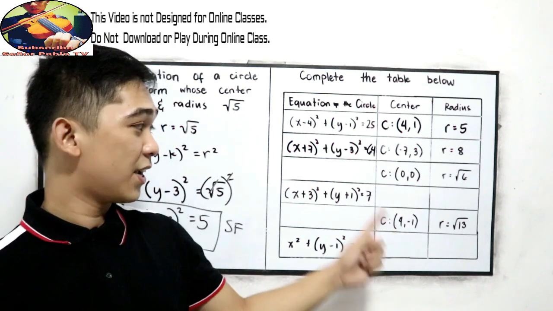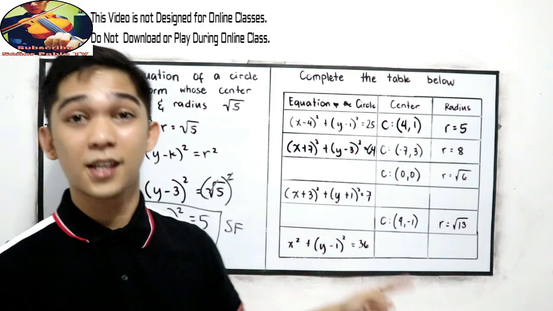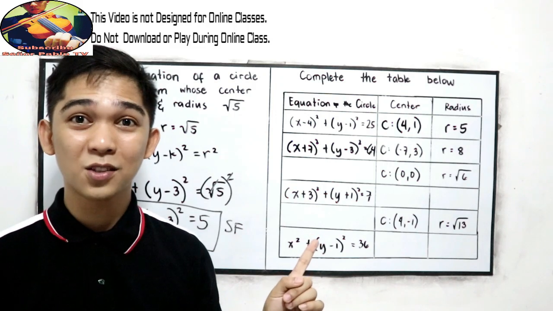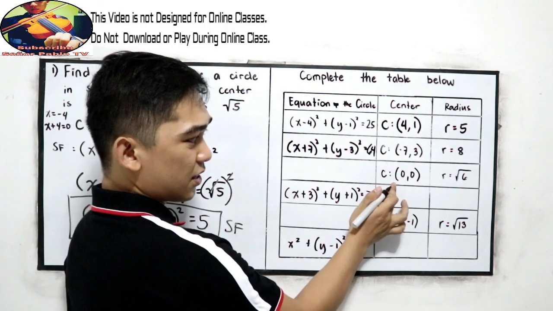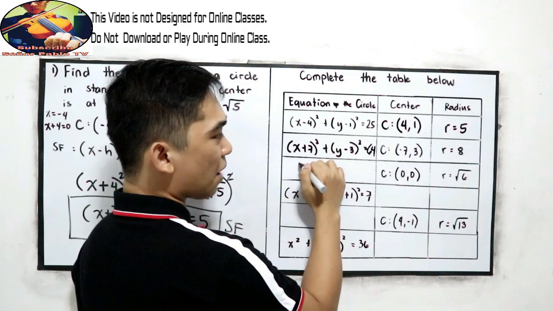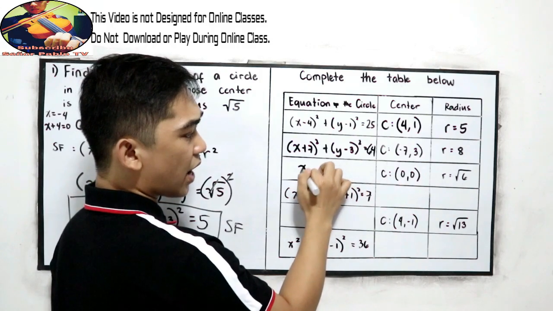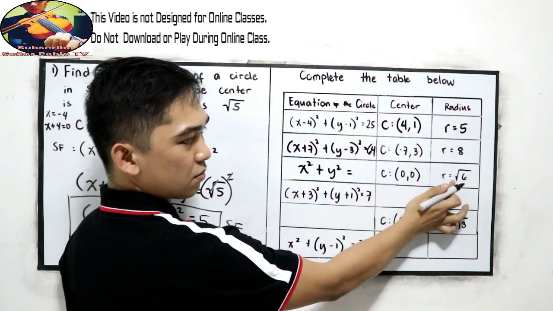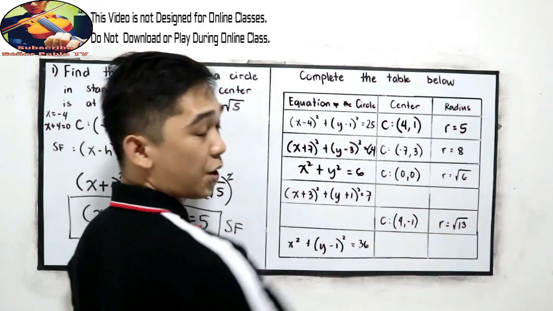Now, try the third, fourth, fifth, and sixth even. You can pause the video, and after answering, resume watching to check your answers. Okay, the answers are, the center is 0, 0. So, that will become x plus 0 raised to 2. But since this is 0, we're just going to write x squared plus y squared is equal to, we're going to square, so positive 6. Just remove the square root.